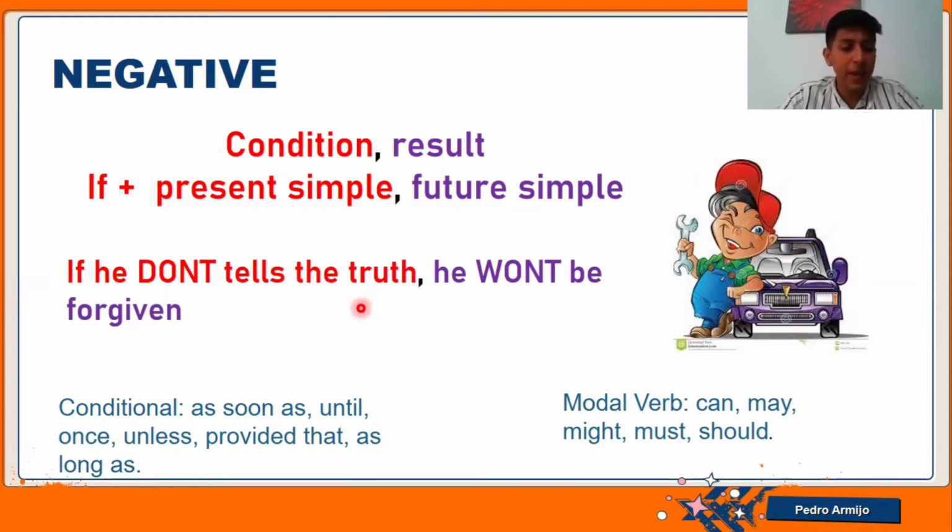Guys, an additional thing is that you can replace will with modal verbs such as can, may, might, must, should, and we can also replace if with when, soon, until, once, unless, provided that, as long as. For example, once he tells the truth, he can be forgiven.